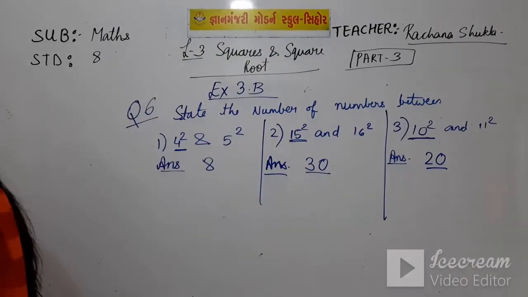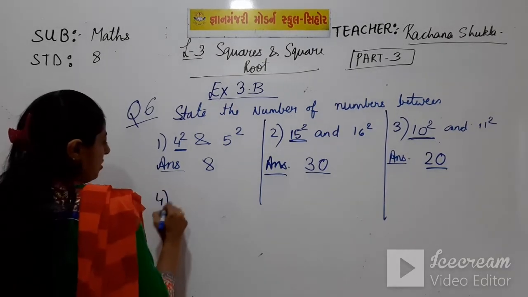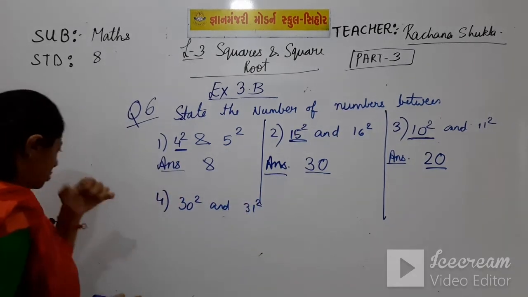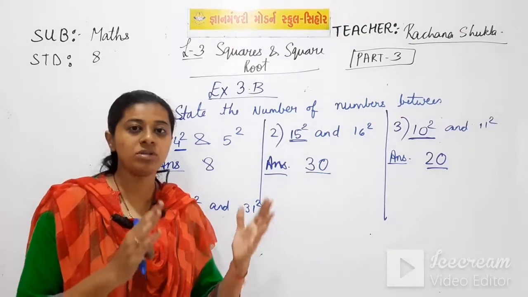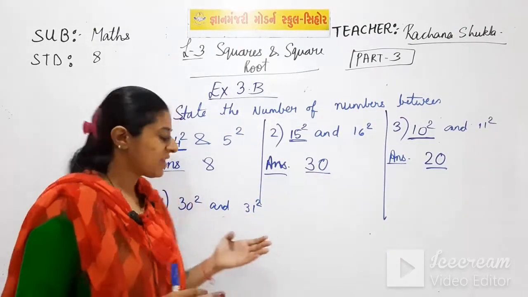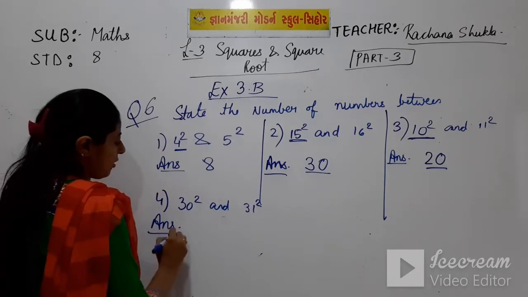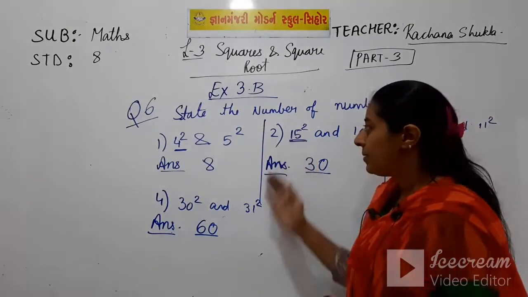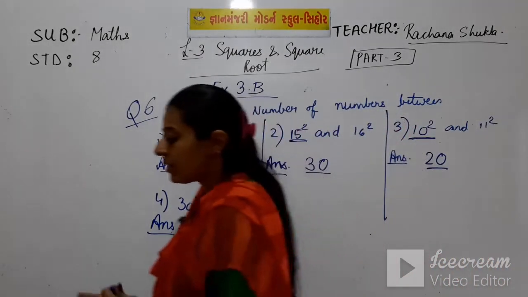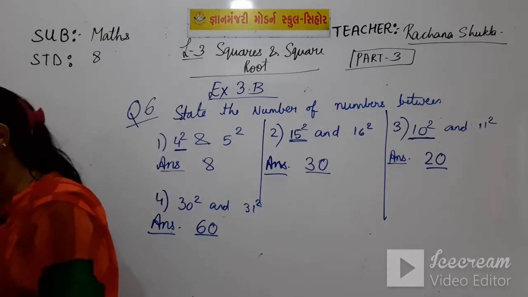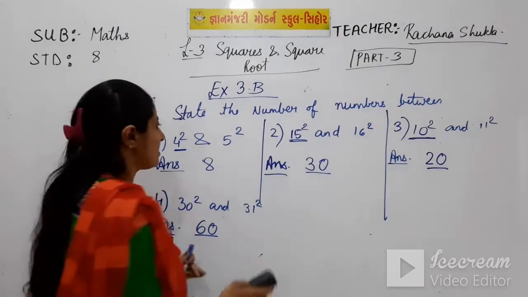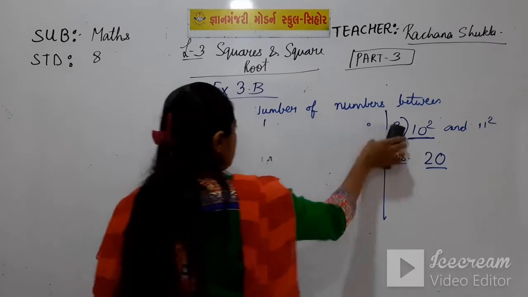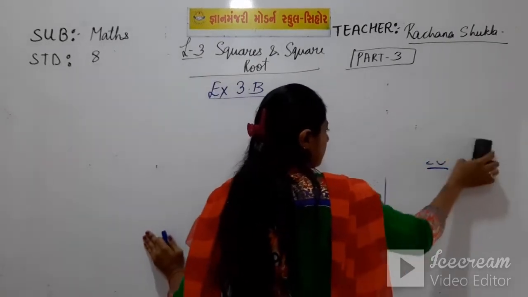Next, question number 4, that is 30 square and 31 square. Again don't find out the square of 30 and 31, but directly double 30. What is the double of 30? The double of 30 is 60. So 60 is your answer. Please write down question 6 in your fair book. Then we will start with the next question number 9. Question 7 and 8 are cancelled. Sorry, not 7, but directly question number 9.